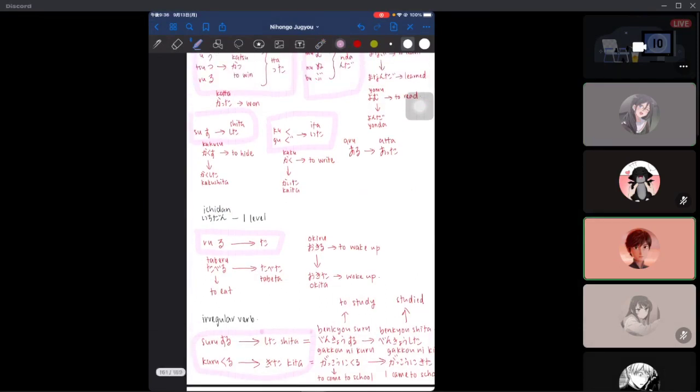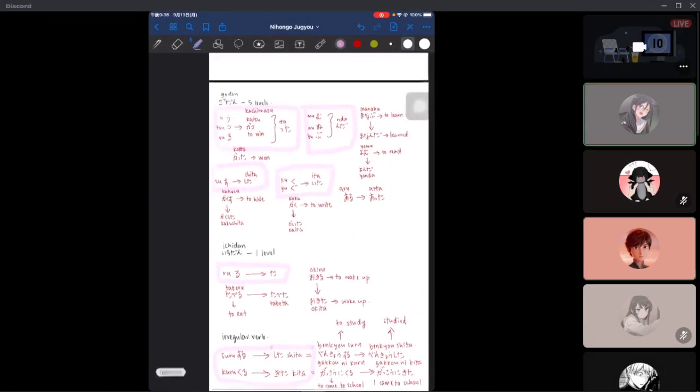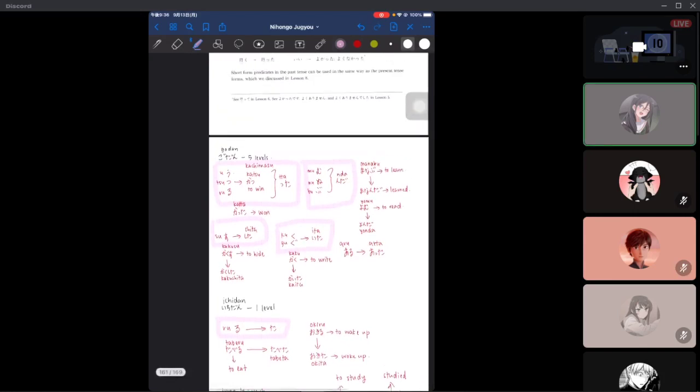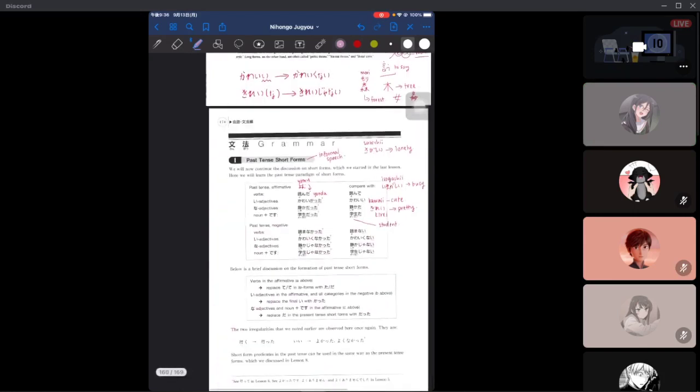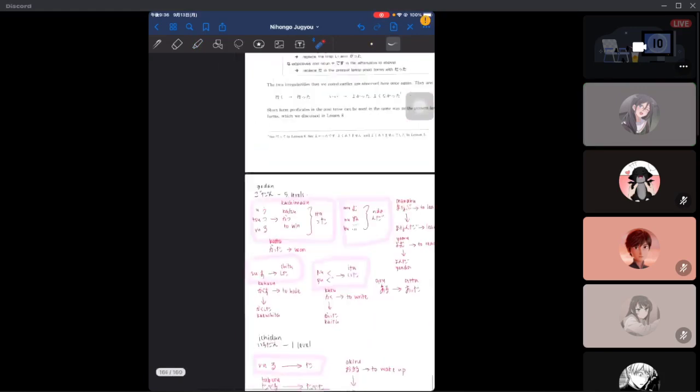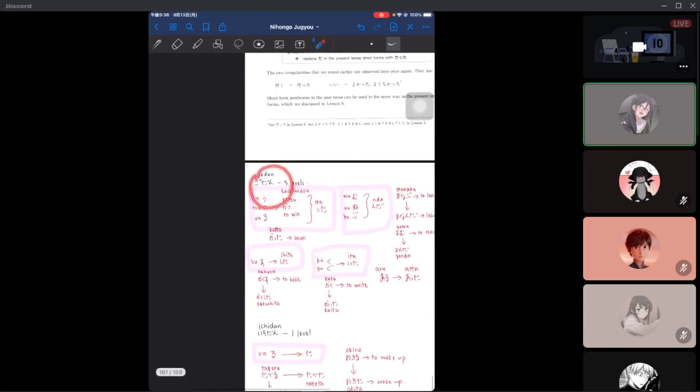Okay, daijoubu. Shibui. Okay, so last week we covered past tense short forms, where from the verb like yomu, to change the verb to a past tense, like utsuru, you change the last hiragana to ta, and then nubu to change it to nda. You know this stuff.